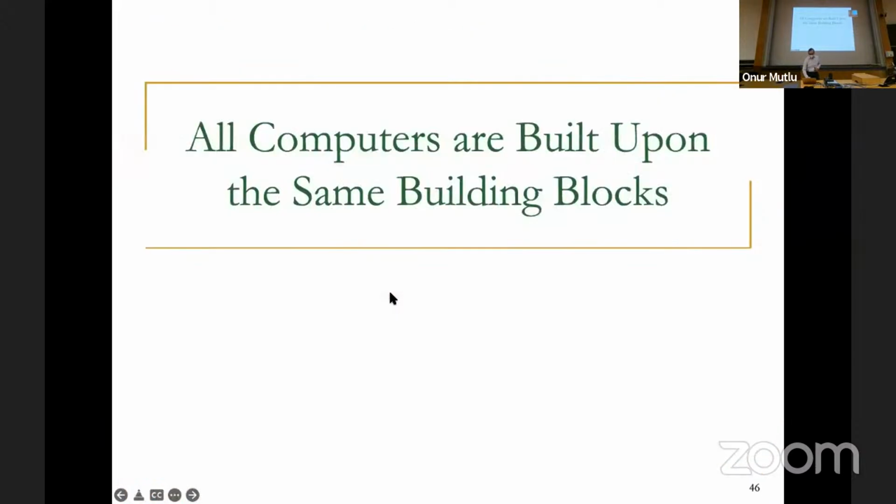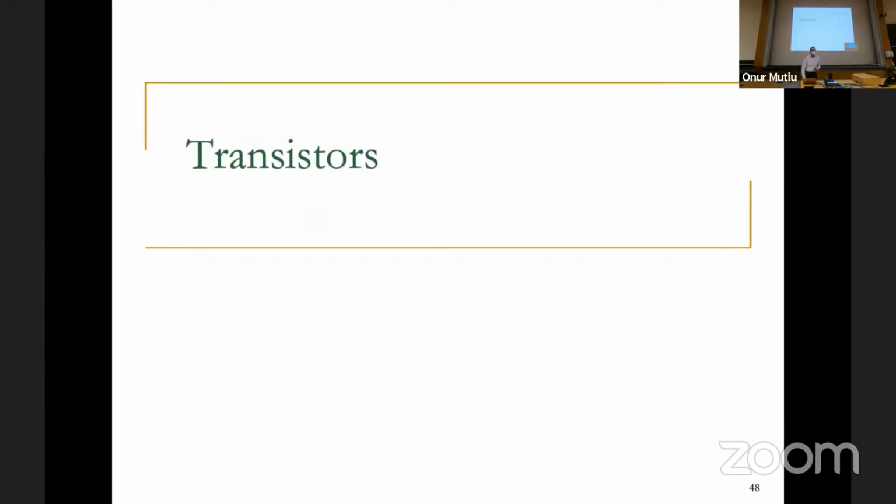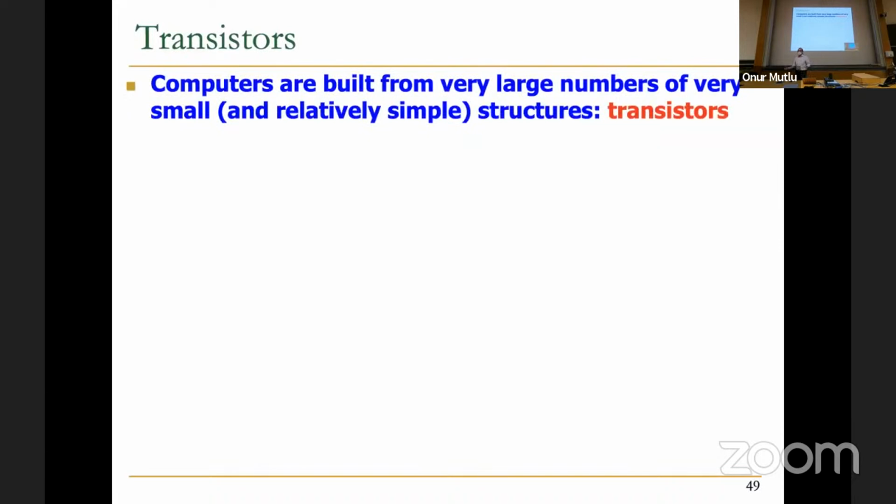Okay. So my point is really all computers are built upon the same building blocks. And let's start by learning about those building blocks. What are those building blocks? They're essentially called transistors. Since many of you don't know, let's talk about what those are. Basically, today we have billions of these small and relatively simple structures. They're of nanometer size today, and they're getting smaller and smaller.